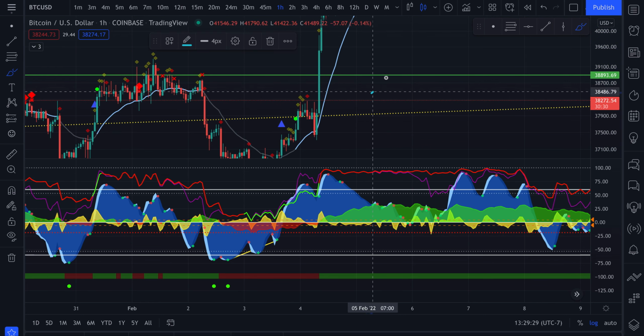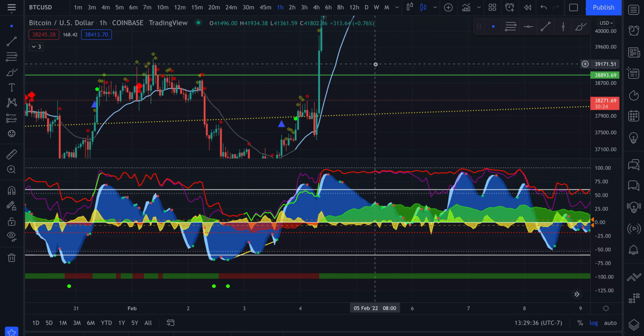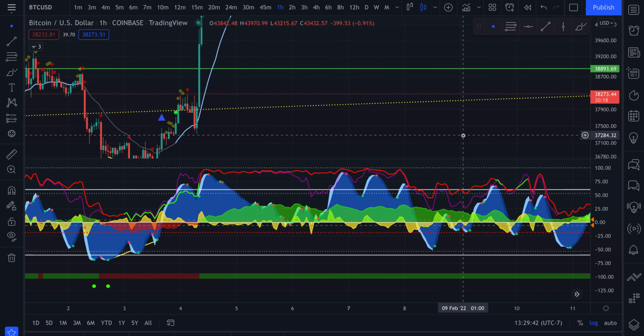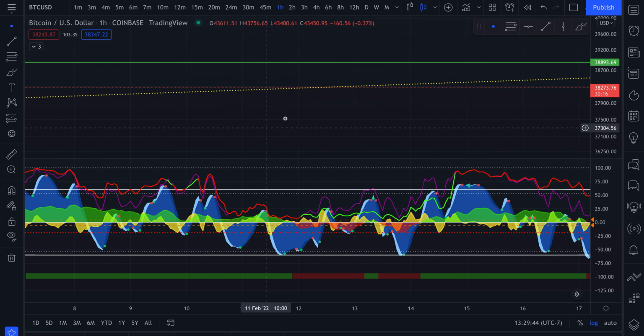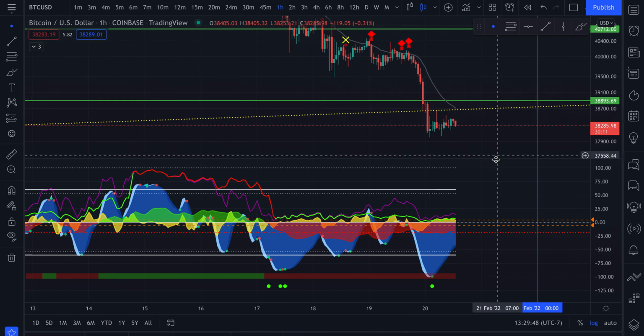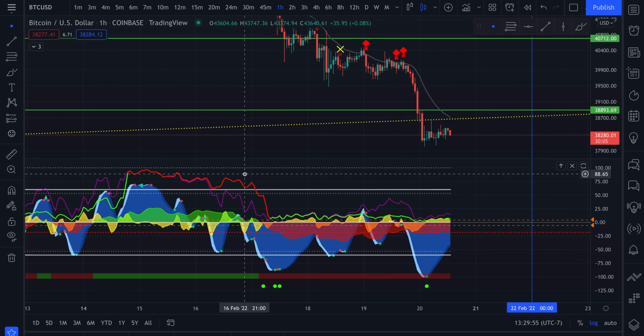I'll probably make a video about what a divergence is. I kind of told you what it was just barely, but I'll probably go into more of bullish and bearish divergences and how to spot them and find some more examples. But for now, for the sake of this video not being super long, we are going to move on to the next part of Market Cipher, which are these RSIs.